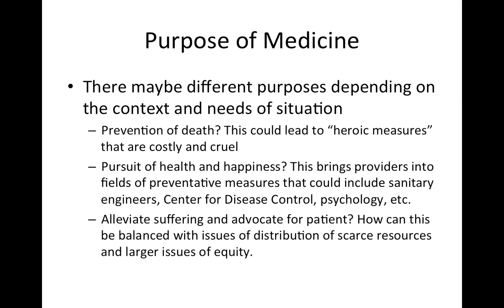So one of the things your author notes is that there may be different purposes to medicine depending on the context and needs of a situation. So they suggest if the purpose of medicine is the prevention of death, certainly in some cases that makes a lot of sense, but for a terminal illness and one that is in the final stages, if the goal is simply the prevention of death, this could lead to really what they call heroic measures, which can involve procedures that are both costly and cruel to the patient.